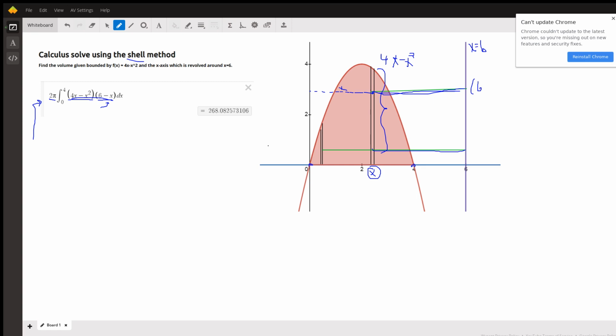Okay, and let me get a copy of that. Edit, copy, there we go.